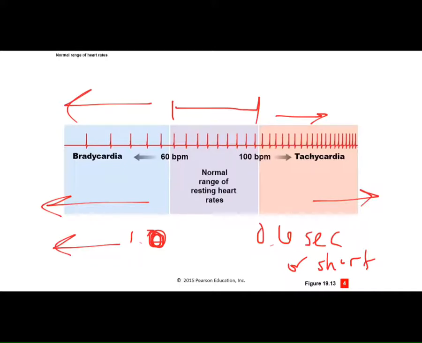Now, do some people walk around with really low heart rates? Yeah. Athletes especially will walk around with naturally low rates. Now, why would an athlete have a lower resting heart rate? Potentially, it's always working at a faster rate.